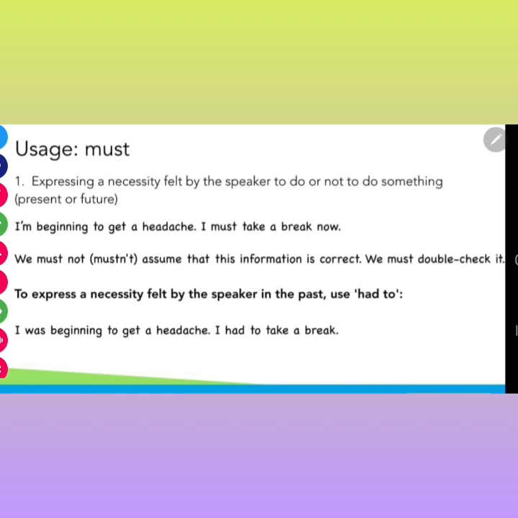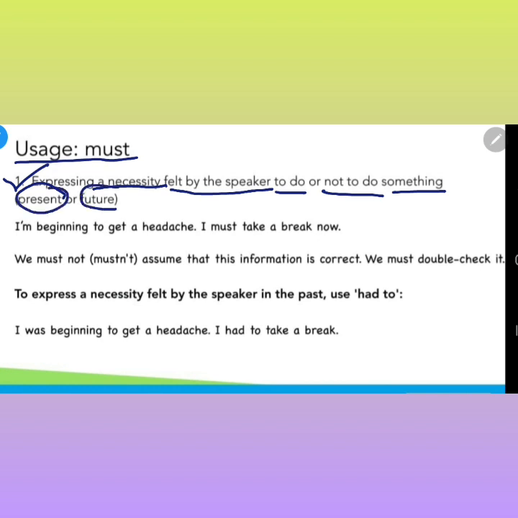Alright students, so the next modal is must. When do we use must? Number 1, expressing a necessity felt by the speaker to do or not to do something in present or future. So we all know that to express a strong necessity to do something, we use must.